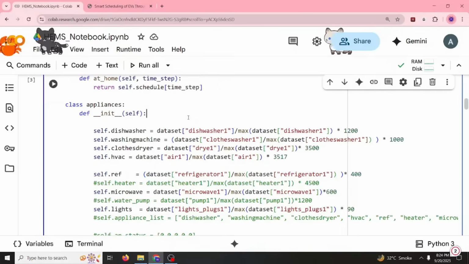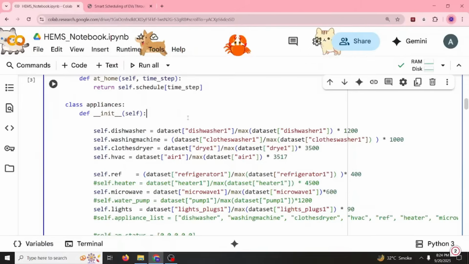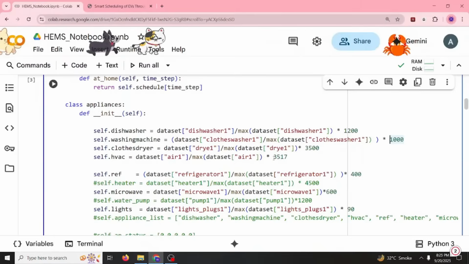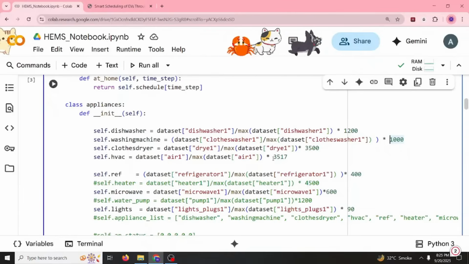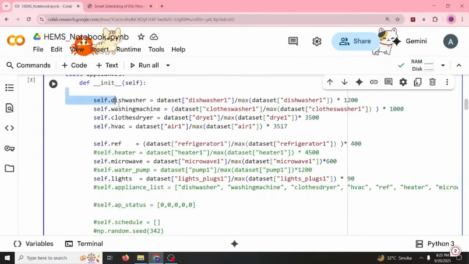Other than losses in the system, everything else is all about scheduling. So that's why we mainly focus on the trends rather than internal losses or other things. For that, we are taking some data set, taking their patterns and then making them realistic in terms of energy consumption. To make it realistic in energy consumption, we are multiplying this kilowatt factor, that is 1.2 kilowatt usually for dishwasher, 1 kilowatt usually for washing machine, 3.5 kilowatt for cloth dryer, and 3.5 kilowatt for HVAC. I got these somewhat standard energy ratings for these different appliances from the internet.